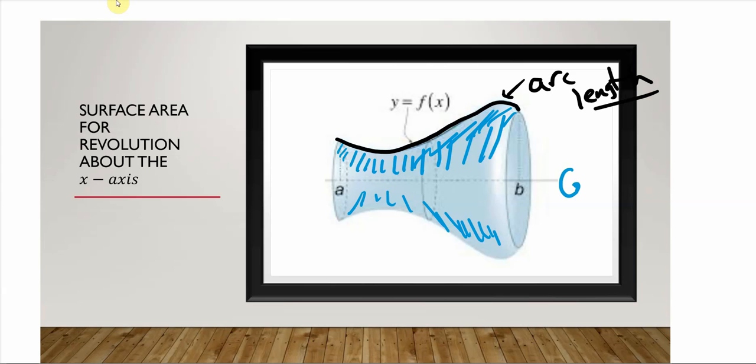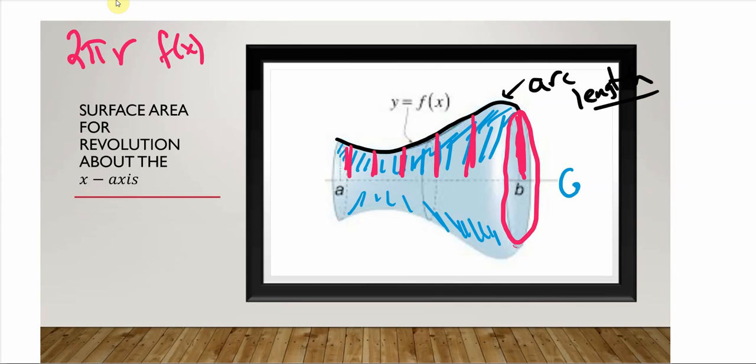And what else do I need? Well, I'm going to take this arc length and I'm going to revolve it around the x-axis. So I'm going to need this right here because I really need the circumference. And what's the circumference? The circumference is 2 pi r. But right here, my r is going to be determined by the function. So I'm really going to need f of x.